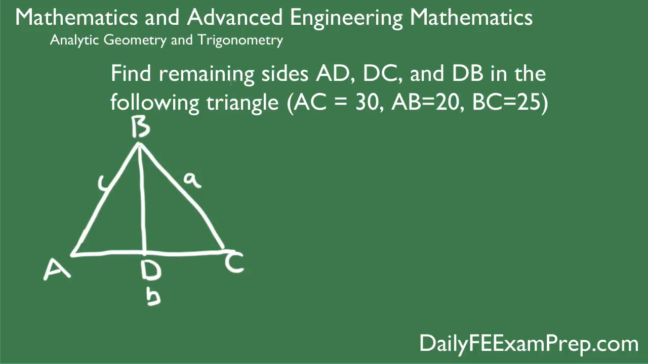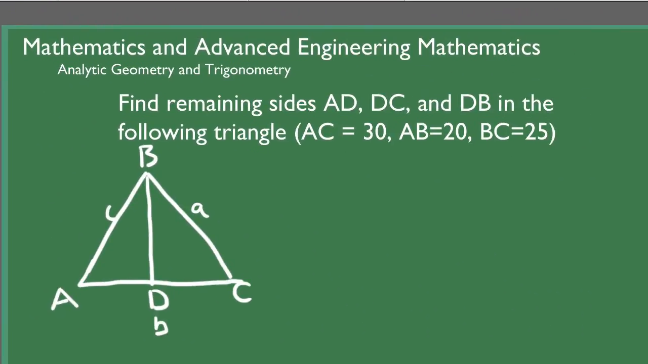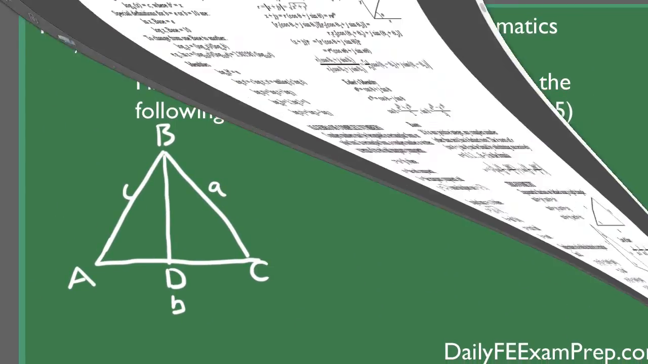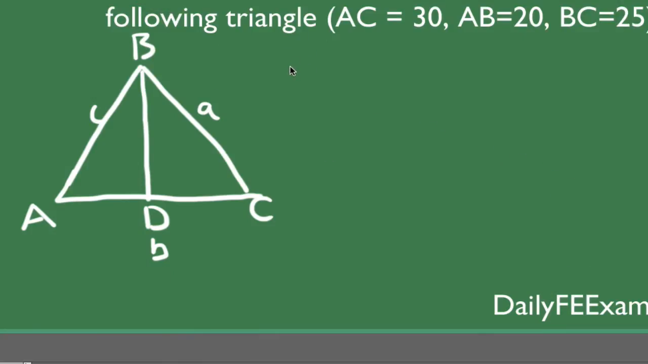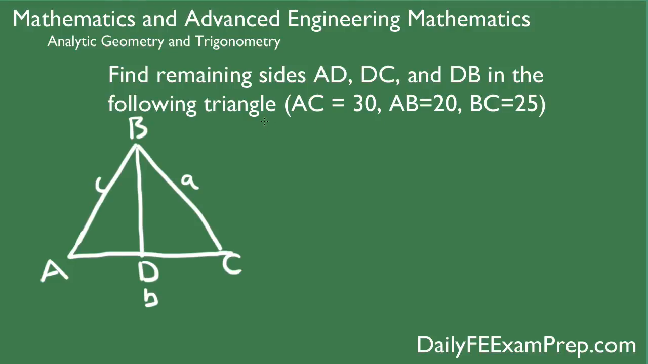So we can locate the law of cosines formula right here on page 19 of the NCEES supplied reference handbook. And you can see that the general format is a squared equals b squared plus c squared minus 2bc cosine a. And that's what we're going to be using to solve for this problem. Okay, so let's get started.